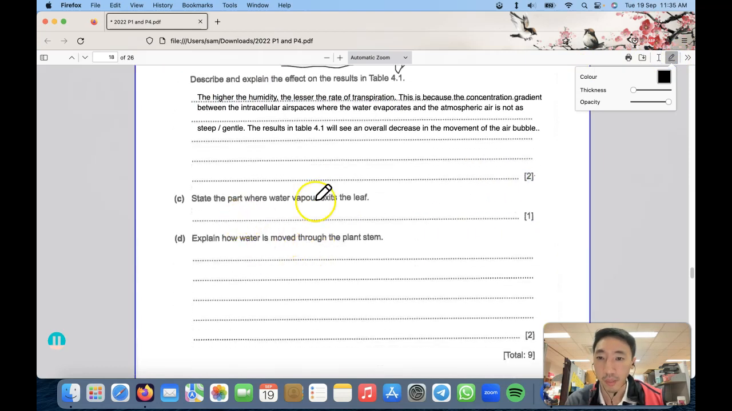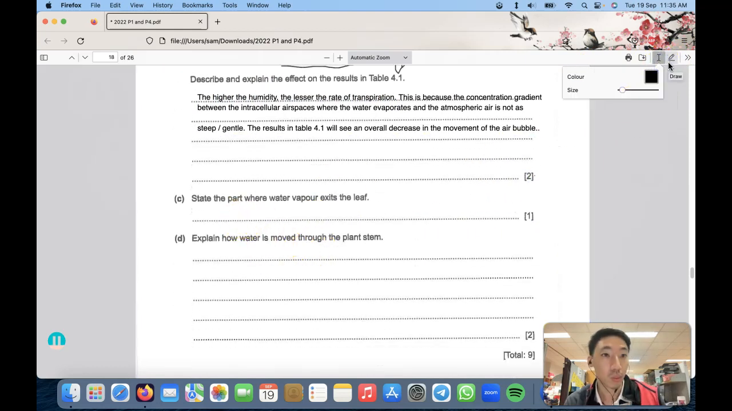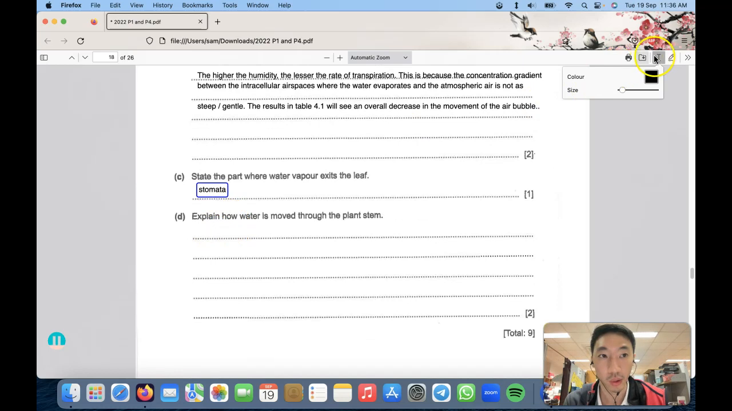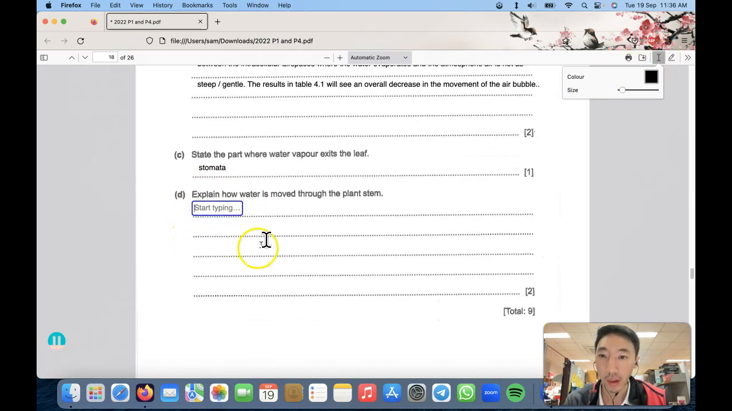State the part where the water vapor would exit the leaf. Okay, give me a moment, answer some. So where was I? I was saying that the water vapor exits the leaf from the stomata, not the guard cells. The guard cells are surrounding the stomata, but the stomata is the hole where the water vapor would exit the leaf. How does water move through the plant stem? There are 2 processes: capillary action and transpiration.